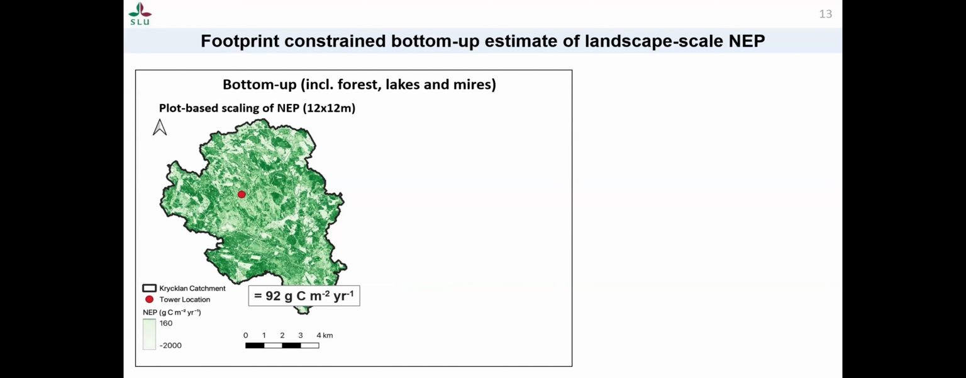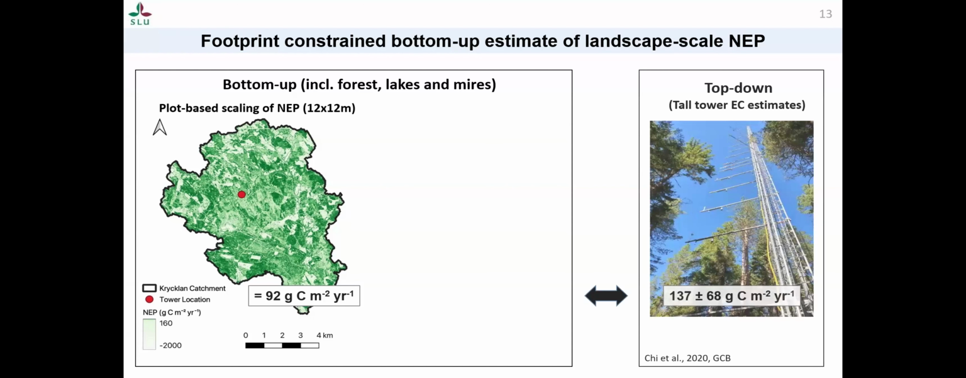And if you simply average out all these pixels, then the carbon balance is a bit lower now. So it's 92 grams of carbon. And if you compare this with our tall tower eddy-covariance estimate of 137 grams over the same 3 years, then it's within the same bulk part, I would say, but about a third lower.